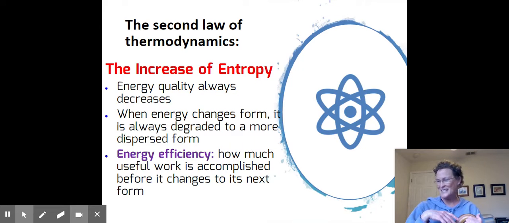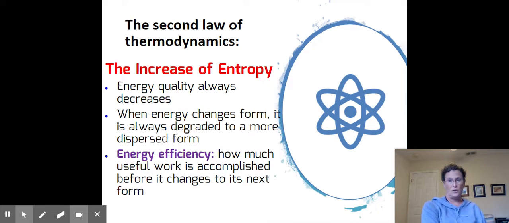The second law of thermodynamics that you're going to write down is increase in entropy. So the quality of the energy always decreases. When energy changes form, it always degrades to a more dispersed form. Energy efficiency is how much useful energy is accomplished before it changes form to the next. So you can have very energy efficient appliances that make better use of the energy that's being put into them.